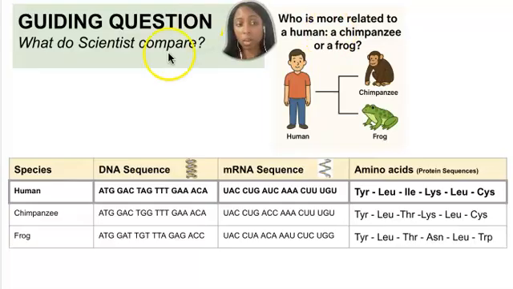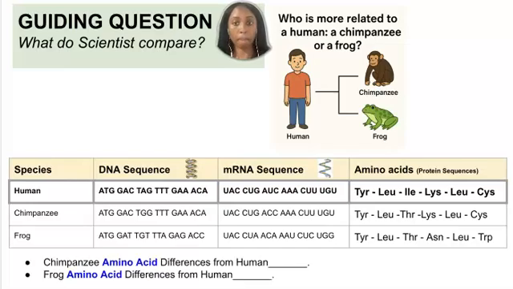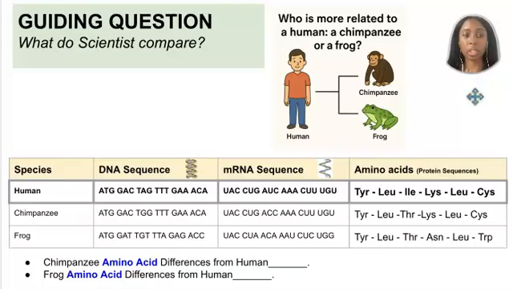So the first thing we already did, we looked at the DNA sequence. We translated it to mRNA, and then we found the amino acid sequence for it. So we're going to start looking at the differences so that we can calculate how related they are. We're going to look for the differences in chimpanzee amino acids from humans, and we're also going to compare that to the frog amino acids from humans.